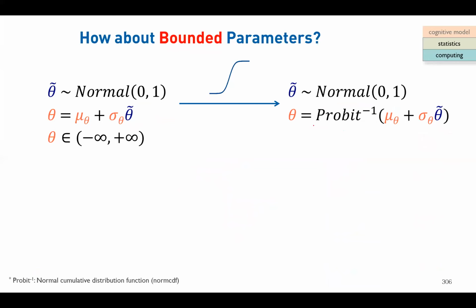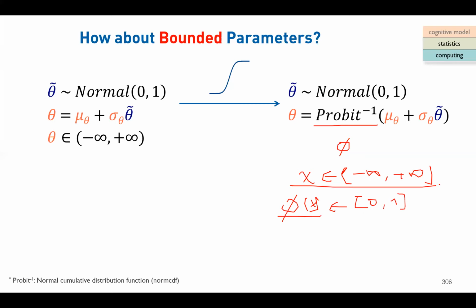And in the standard terminology, this inverse probit is called phi most of the time. Let's say x has a range from minus infinity to positive infinity. If we apply phi using x as the input argument, we will get a bounded parameter. So if x has no range limit, then phi of x will be between 0 and 1. And this is what we wanted in the beginning. Okay? Does that make sense?